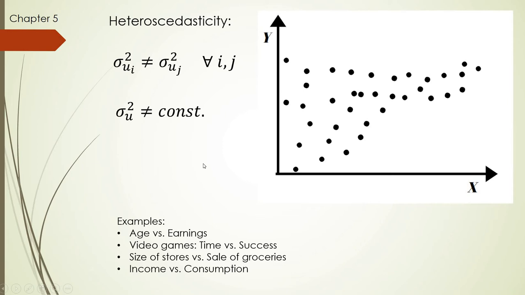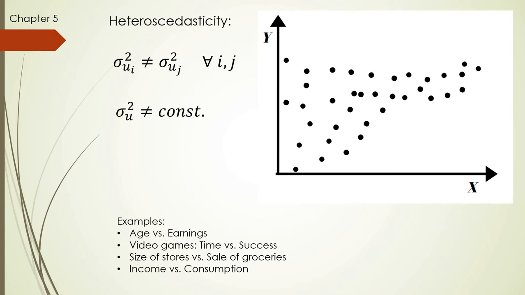When can it show up in real life? For example, age versus earnings. At a younger age, the majority of people are earning a similar amount of wages because they are young, they are still apprentices, and they don't earn enough money. But with age, some of them will have much higher wages, and then we have the spread. So variance is much bigger later on in our data when it comes to age.